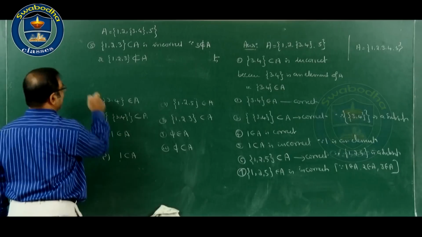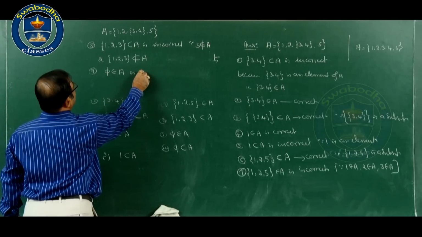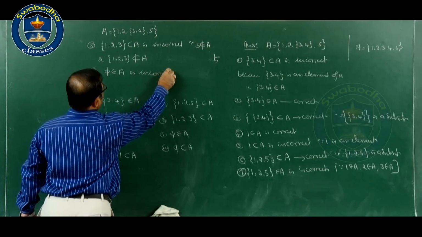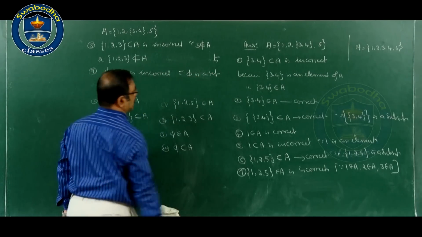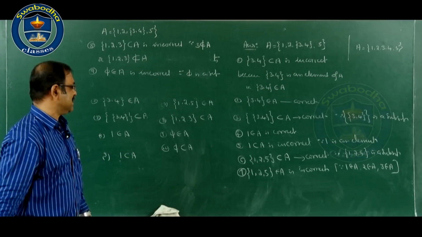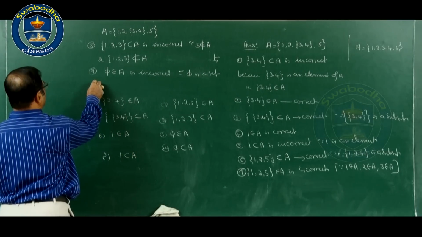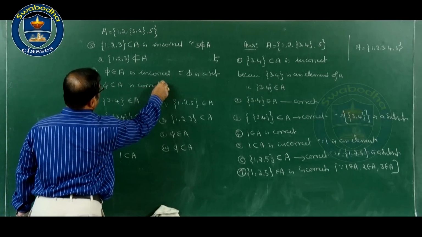See the ninth one, you can directly write that empty set belonging to A is incorrect, because the empty set is a set. A set doesn't belong to another set. A set is a subset of a set. And the tenth one, null set is a subset of A, is correct.